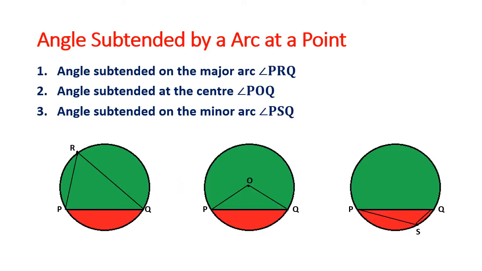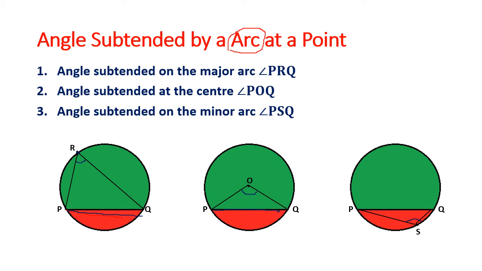So this figure you have seen before. The only change you can see in this figure is I have replaced the word chord by the word arc. Like we saw before, PQ was the chord. PQ is the chord, right? Now this chord PQ makes an angle on the major arc, PRQ. It makes an angle at the center, POQ. It makes an angle on the minor arc, PSQ.